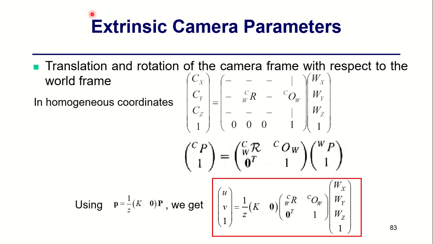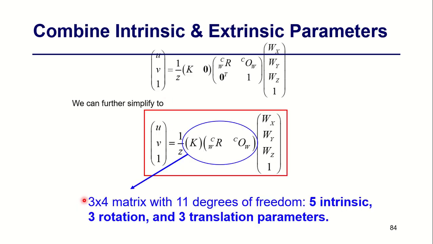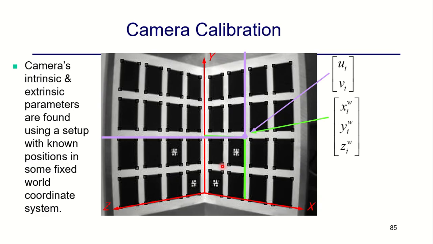Extrinsic camera parameters. So translation and rotation of the camera frame with respect to the world frame. In homogeneous coordinates, this is the way we represent the coordinate system. So it's further simplified too. So we are having U, V, 1. So we have a 3x4 matrix with 11 degrees of freedom, where we have 5 intrinsic parameters, 3 rotation parameters, and 3 translational parameters. So the R denotes your rotation parameters.